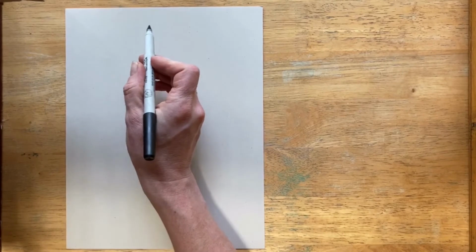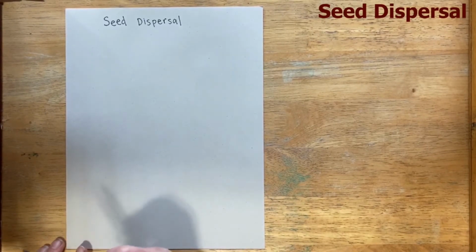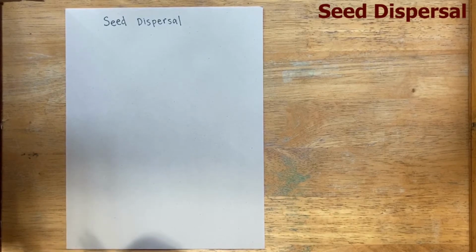At the top of our page, let's write seed dispersal to title our notes. So what does seed dispersal mean? If I told a crowd they needed to disperse, it would mean that they need to spread out and move away from one another. There are many ways that seeds can move based on their structure, or what they look like, what their shape is.